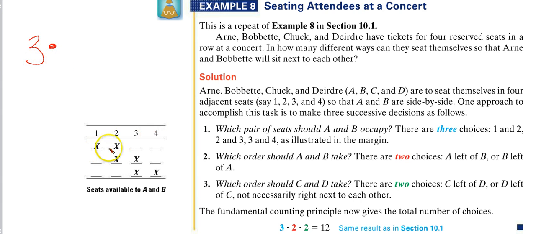Now, if they sit here, how many possibilities are left for the other two? Well, 2, to the right or the left. And then down below, again, to the right or the left. And there is our counting formula. 3 times 2 is 6 times 2. There is a total counting of 12 possibilities.